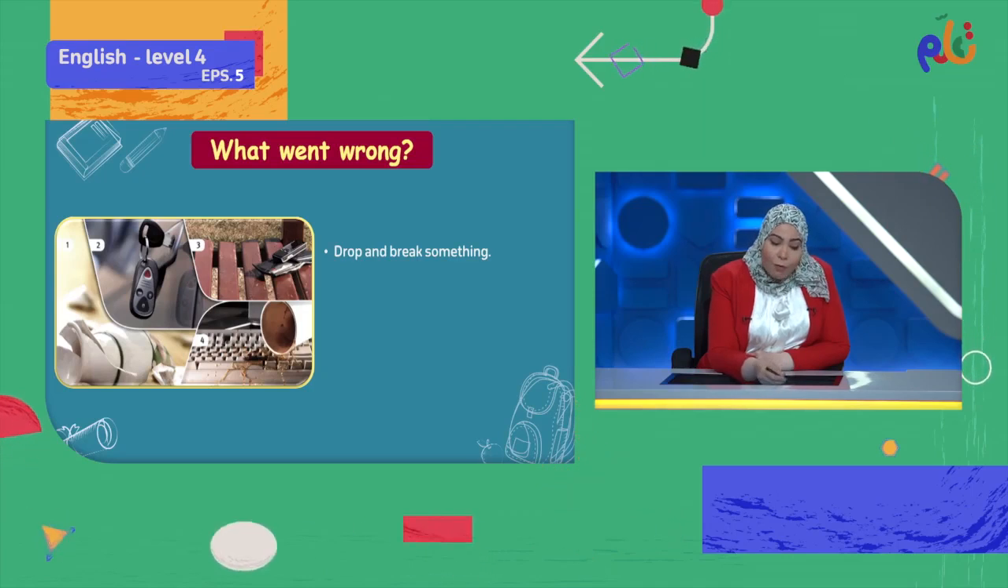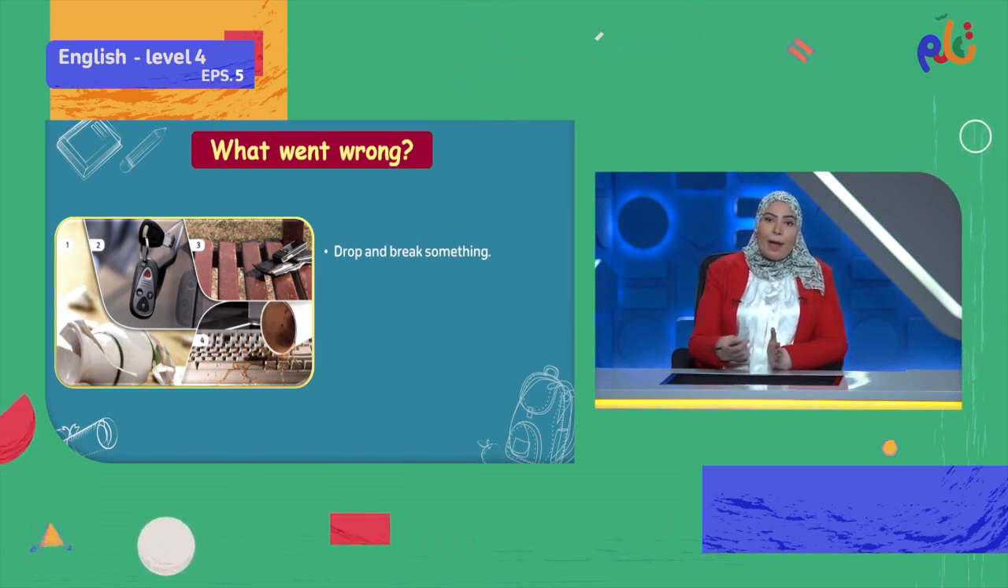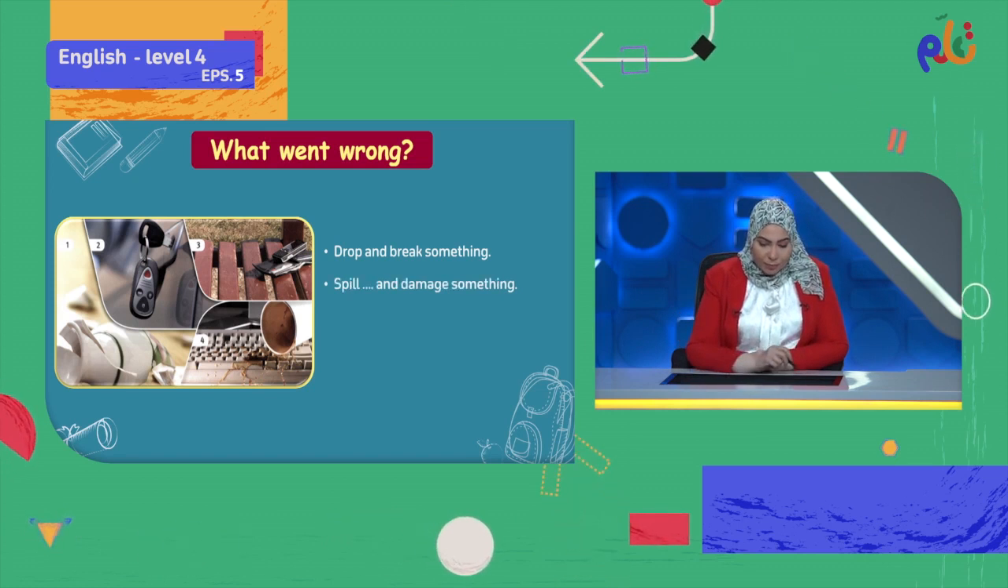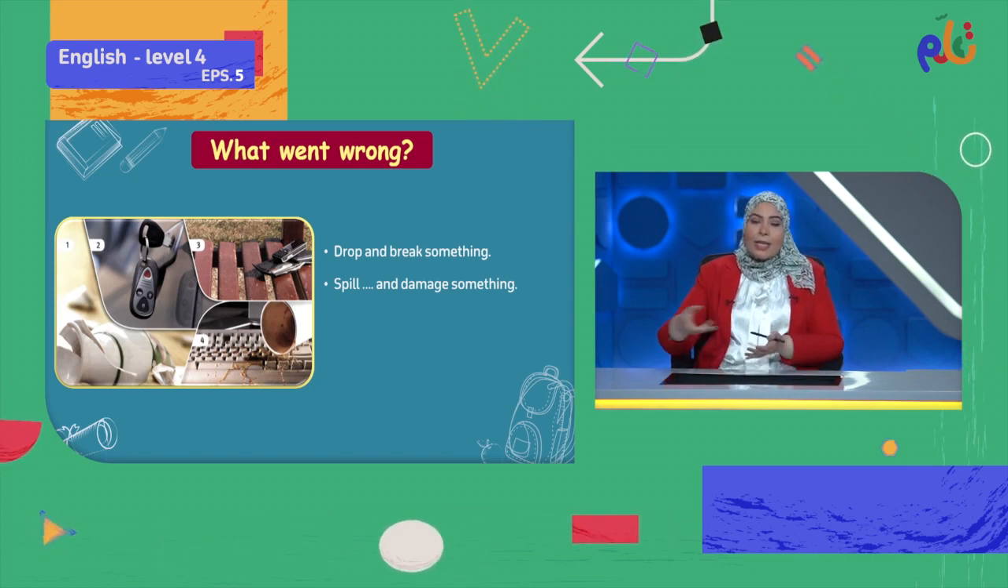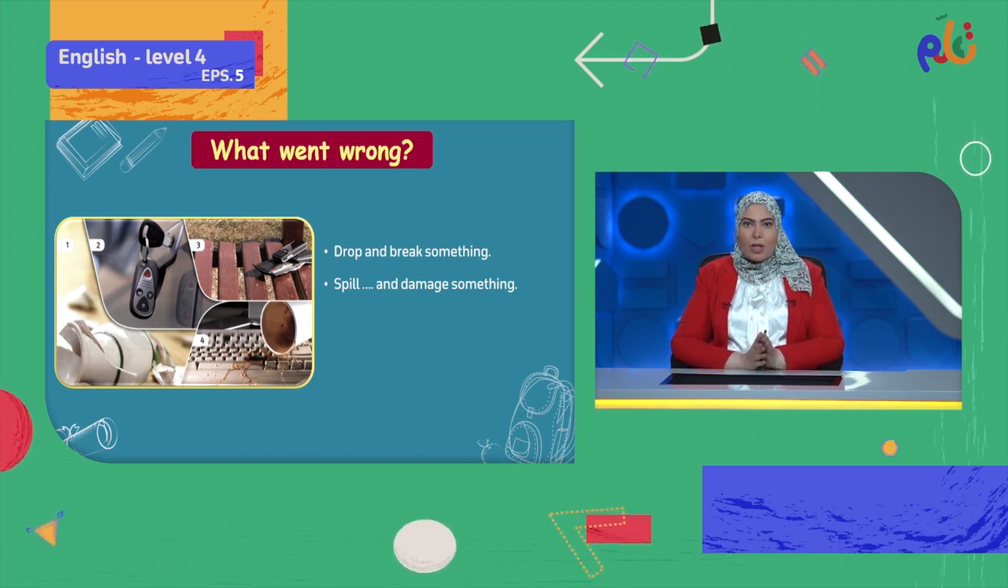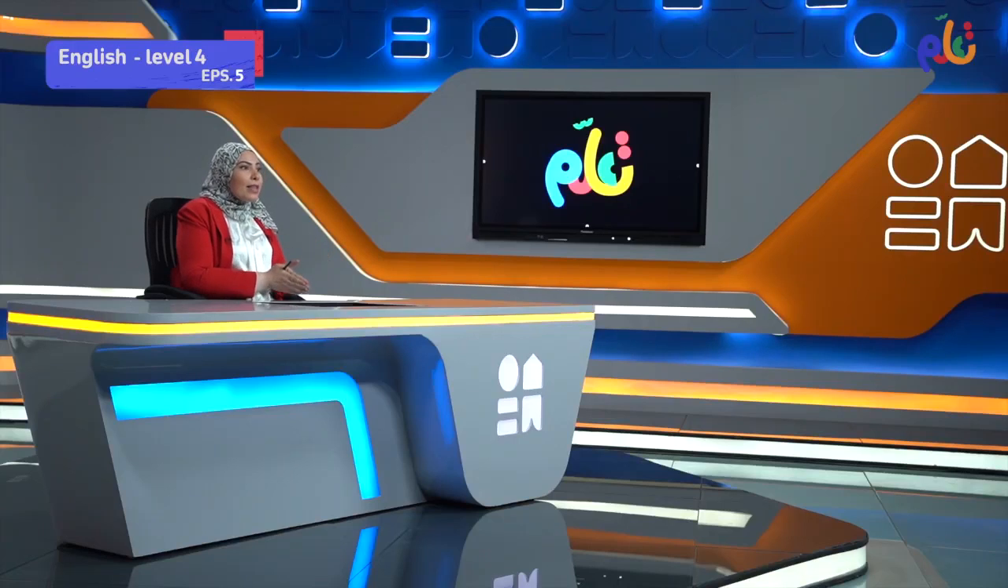If we're talking about the first picture or the fourth picture here, if you see the cup here, so here we're talking about spill. Spill and damage something. So spill when we're talking about a liquid that gets out by accident. So we can talk about spill coffee, tea, whatever. So spill, and then this liquid damages something. So spill water on my mobile, spill tea on the computer. So we're talking about different things that we can spill on different other things that we can damage.